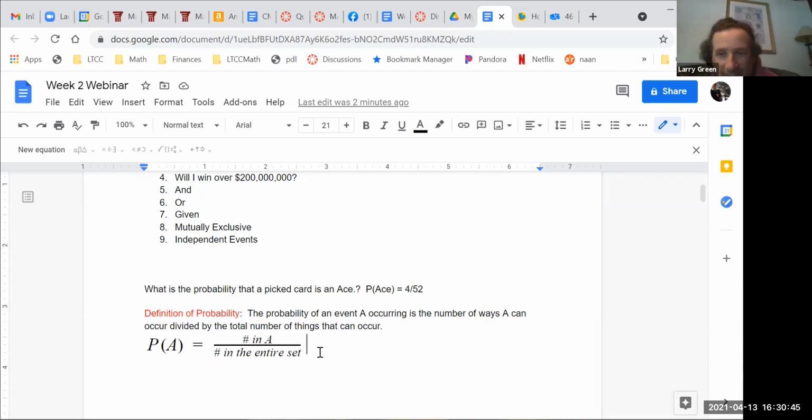Okay, and the reason is the number in A is very hard. And the number in the entire set is actually very hard also. But the number in A is really brutal. Harder than we're going to do in this class, but I want to let you know that these probabilities get really tough.